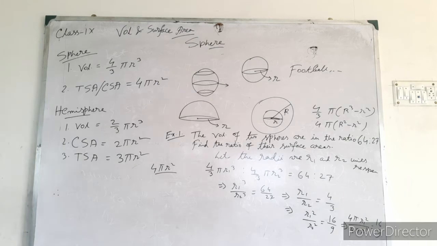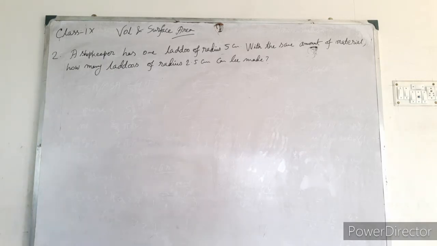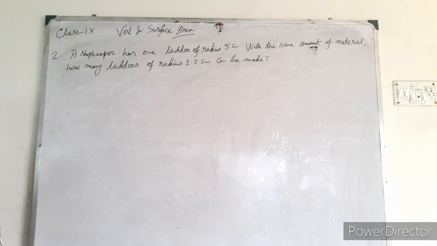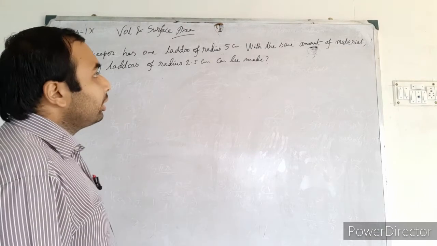Okay, so this was our first example. Let us do one or two examples further and then we will close the video. Our next example: a shopkeeper has one laddu of radius 5 cm. You have eaten laddu at Dasami, so I think it will be a favorite for you. Okay, whatever. A shopkeeper has one laddu of radius 5 cm. With the same amount of material, how many laddus of radius 2.5 cm can be made?